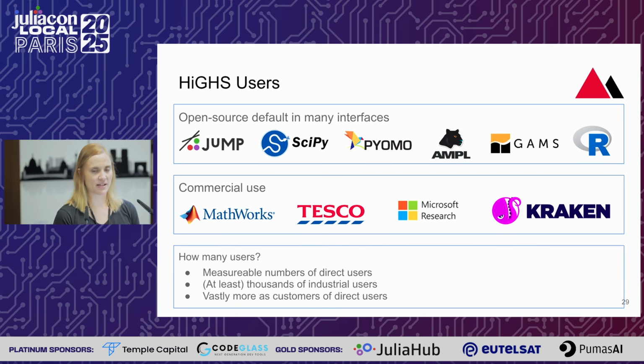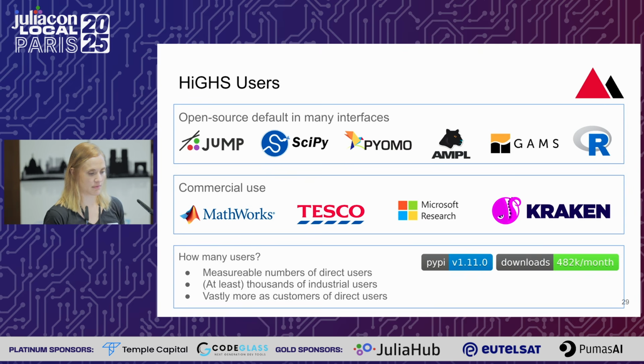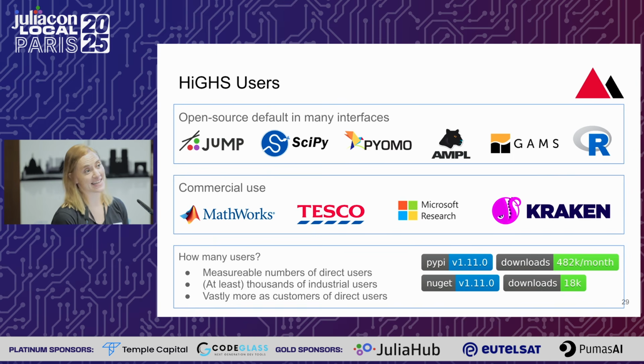It's hard to know how many people are using HiGHS. We estimate at least thousands of industrial users, and many, many more if we include the customers of our customers. These are our best estimations. The PyPI package has 400,000 downloads a month, and the NuGet package has 18,000 downloads a month, and we have no idea how many of these are real, so we can't really know how many users we've got.